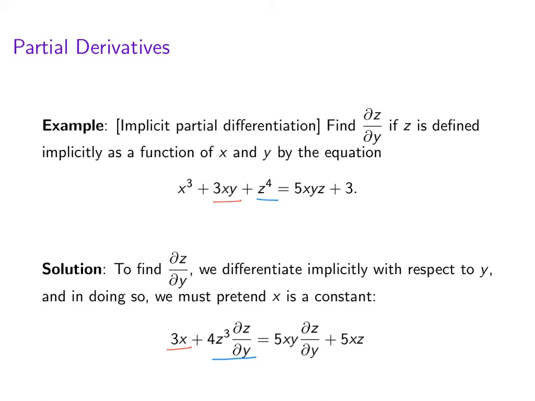On the right side, we're going to need the product rule to differentiate 5xyz. Think of 5xyz as being grouped 5xy times z. And so the product rule and the chain rule tells us that 5xyz, when we differentiate with respect to y, we'll get 5xy times the derivative of z plus 5x times z.